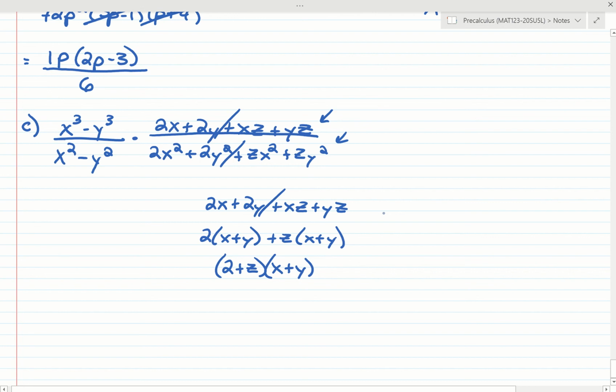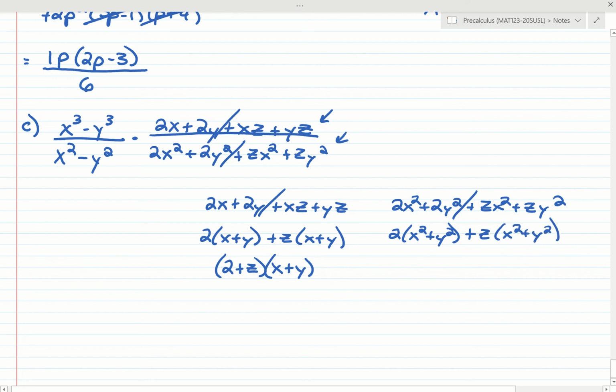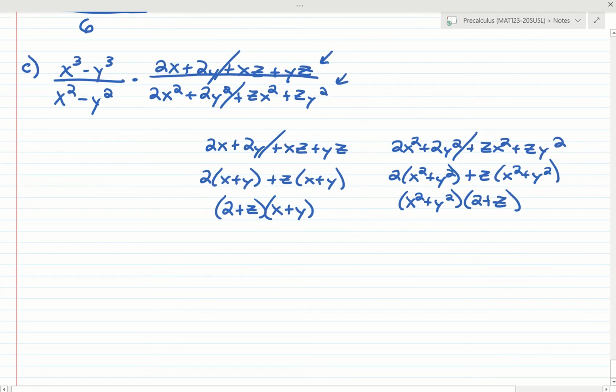Let's do the bottom right. 2x squared plus 2y squared plus zx squared plus zy squared. Cut it down the middle. We could take out a 2, take out a z, and we'd get x squared plus y squared times 2 plus z. Okay, so we factored the right fraction.